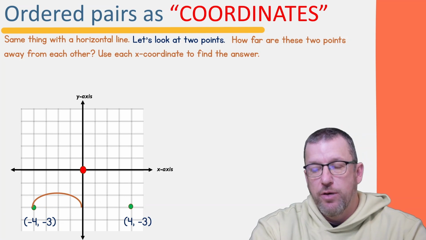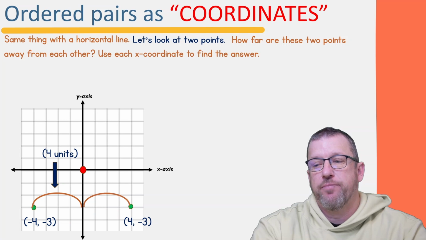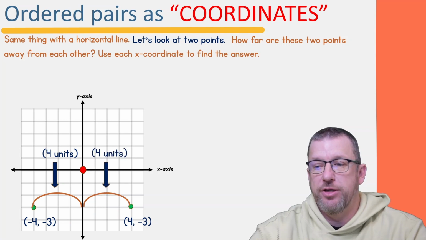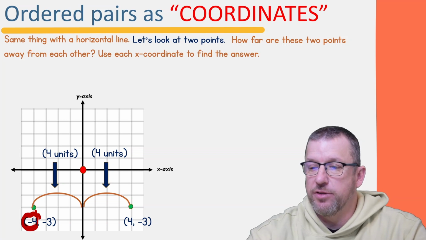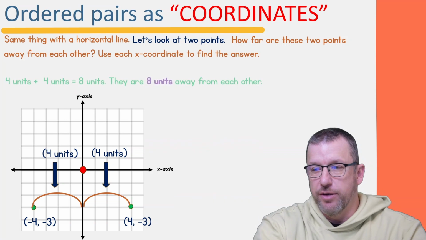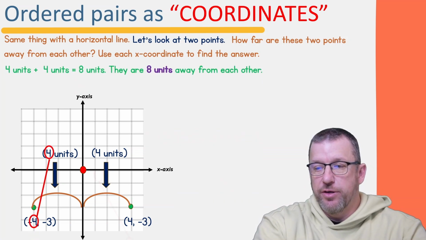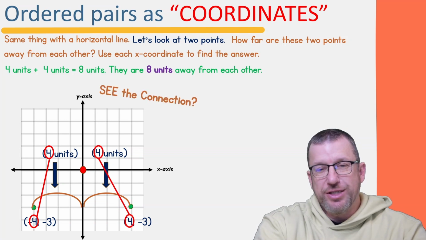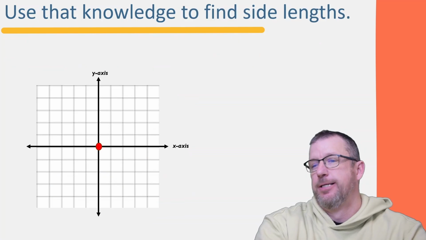So we need to find the distance between them, and we can do the same thing we did last time. We can just look at how far each one of these points is away from the y-axis. And you can tell that this one is 4 away, and the other one's 4 away. Even though one's negative and one's positive, their distance is 4, right? So that means they're 8 units away from each other. Again, that is 4 units, and that is 4 units. Do you see the connection?